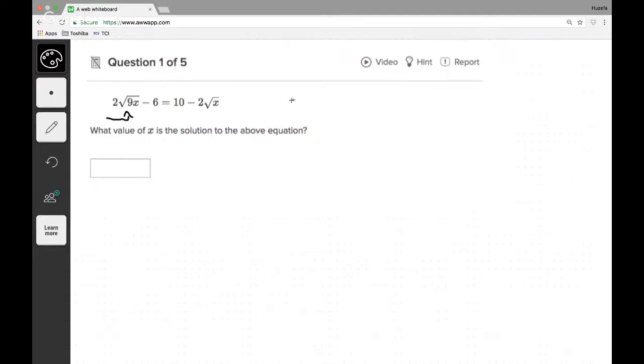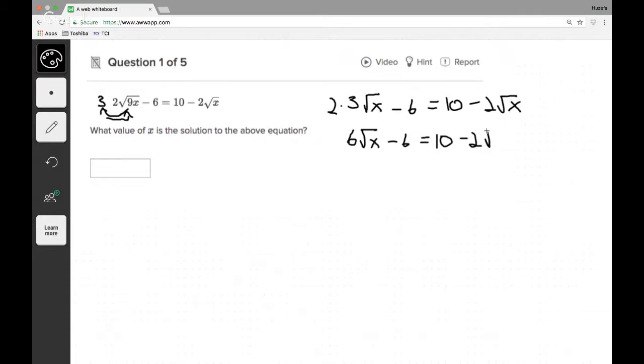So I'm going to rewrite the equation as 2 times, and we're going to pull this 9 out. This 9 is going to come out as a 3, because the square root of 9 is 3. So 2 times 3 times the square root of x minus 6 equals 10 minus 2 root x, and we can't manipulate x there. Now let's multiply the 2 and the 3. We get 6 root x minus 6 equals 10 minus 2 square root x.